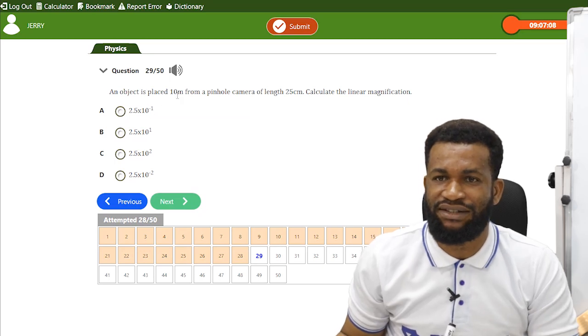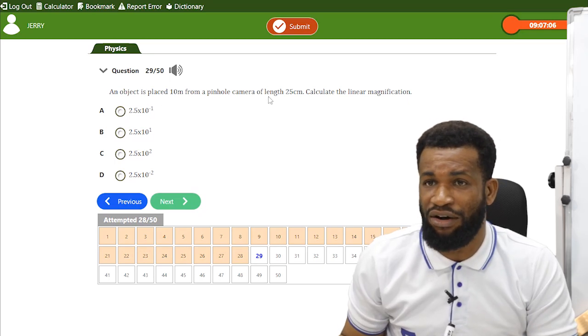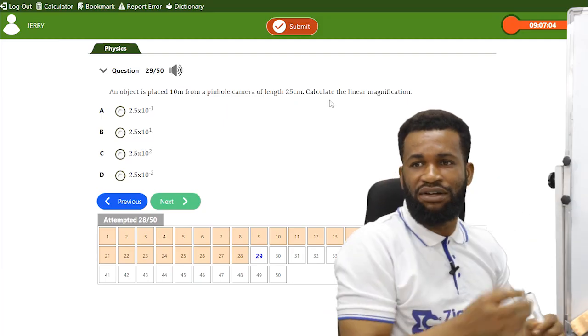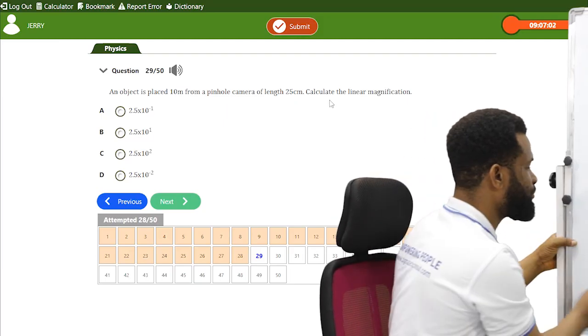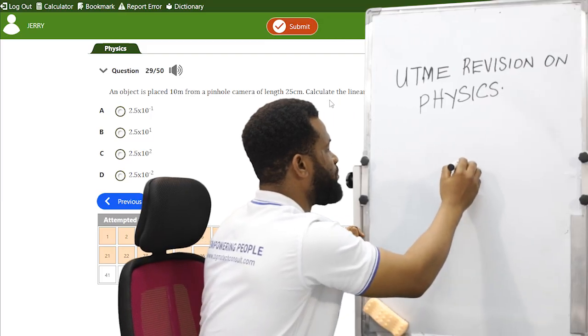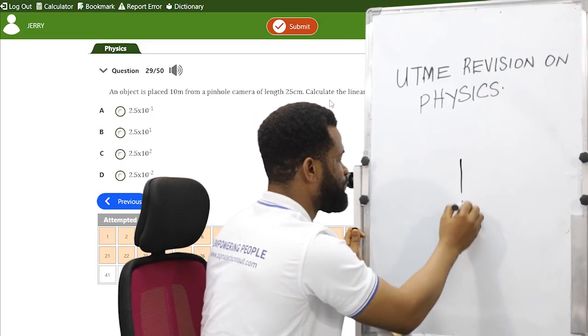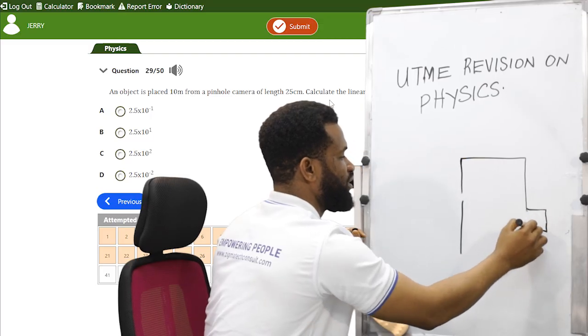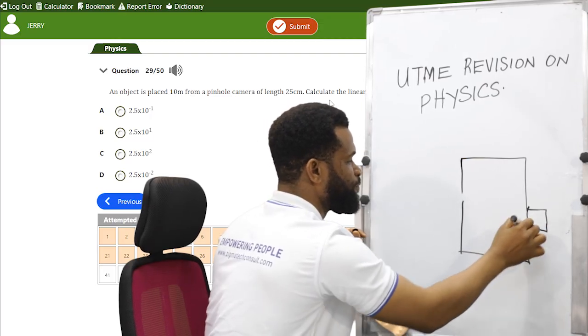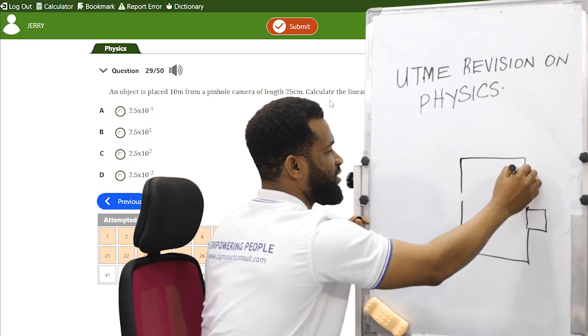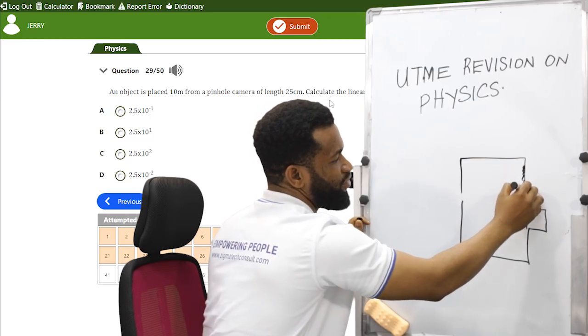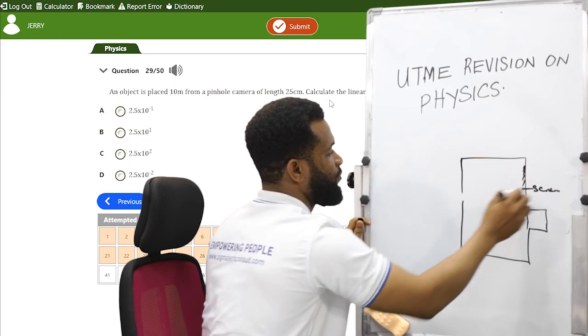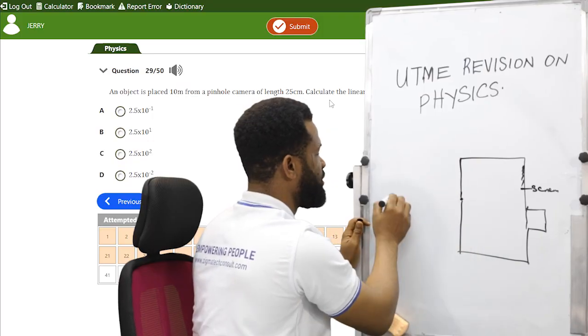An object is placed 10 cm from a pinhole camera of length 25 cm. Calculate the linear magnification. So if this is a box, the camera, they just make it look like one. Remember that this part is the screen. Then this is the pinhole.